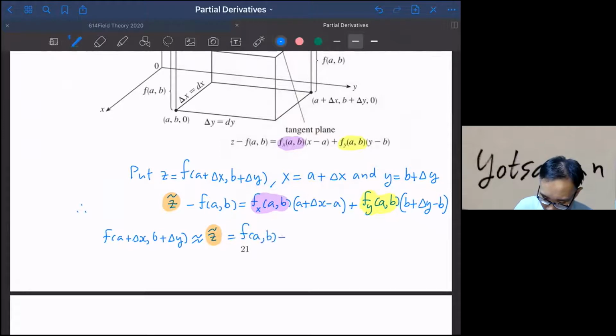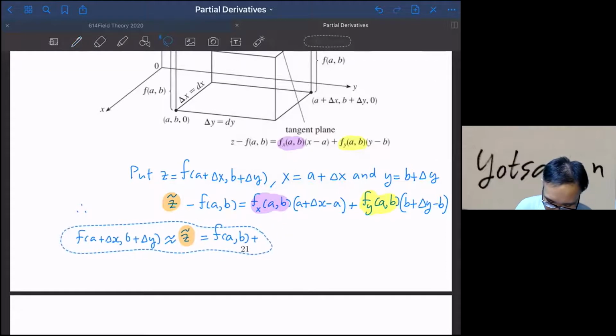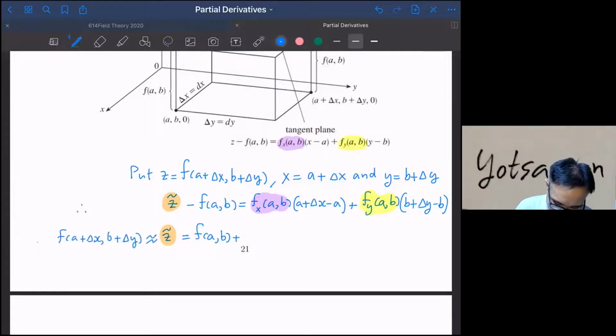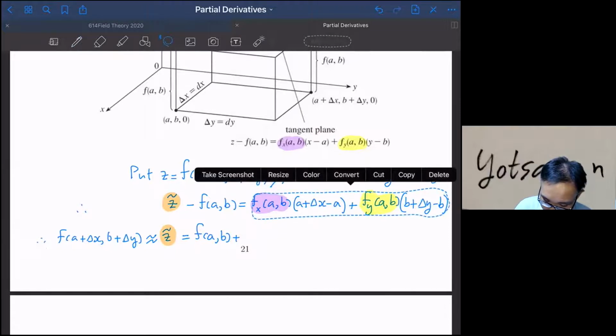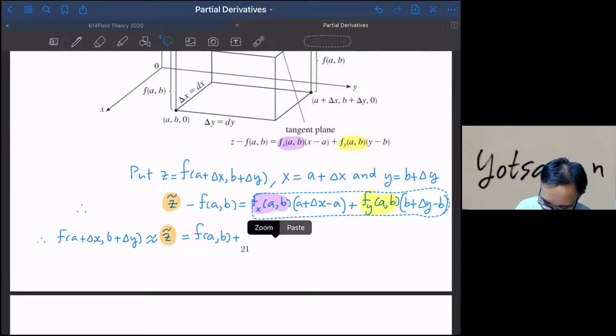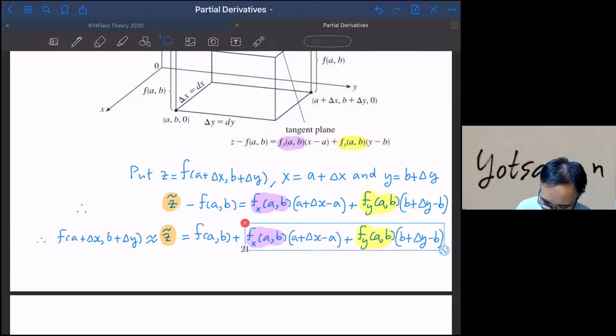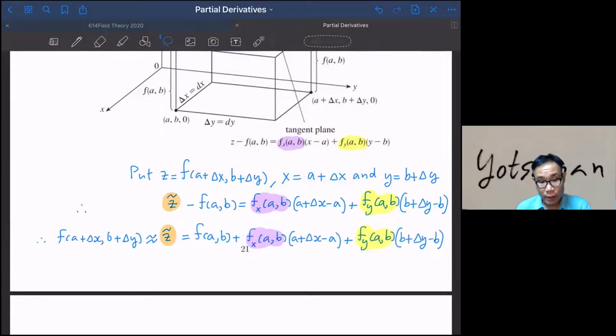And you're going to add this term. So it's going to be these two guys that I'll just copy down. Okay, so that is just how we get the approximation. I'll show you one example to see what's going on.